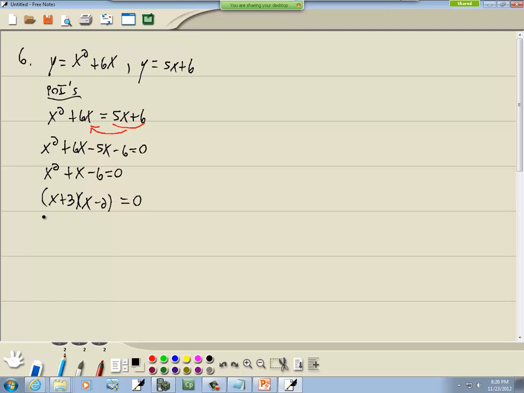Zero factor property. You get 0 on one side, you factor the other side, you set each factor equal to 0. So I'll set x plus 3 equal to 0 and x minus 2 equal to 0, and we get x equals negative 3 and x is equal to positive 2. Okay, well, let's graph this and see if that looks right.